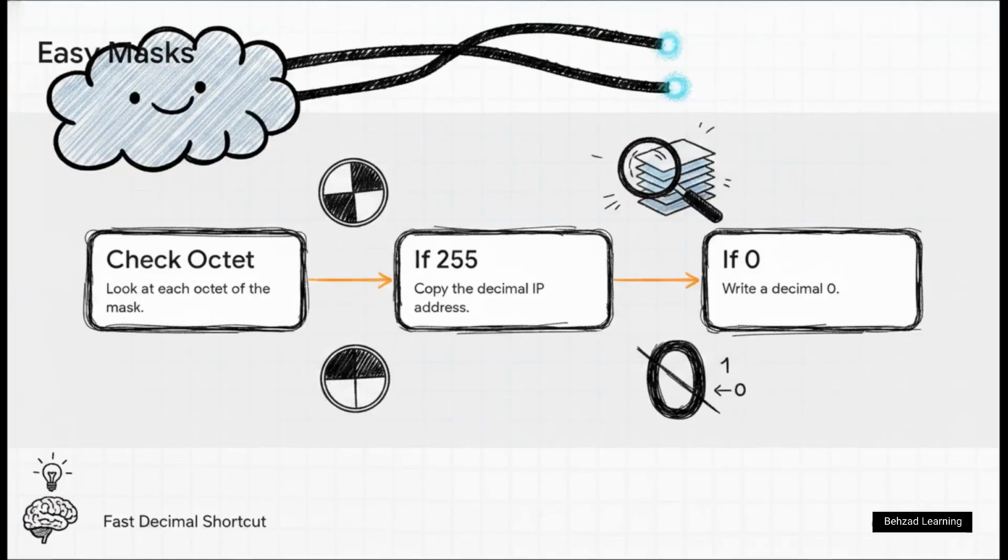All right, so we start with what we call easy masks. These are masks made entirely of 255s and zeros. You just look at your 4 octets. If the mask octet says 255, you literally just copy the IP address number straight down. If the mask octet says 0, you write a 0 down. And that's it. No binary required, absolutely zero Boolean AND logic. You literally just found your subnet ID in like 3 seconds.